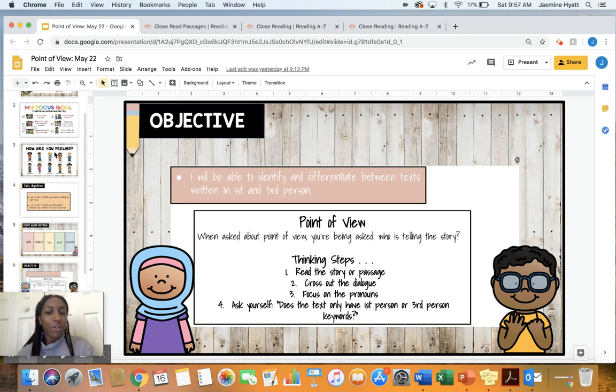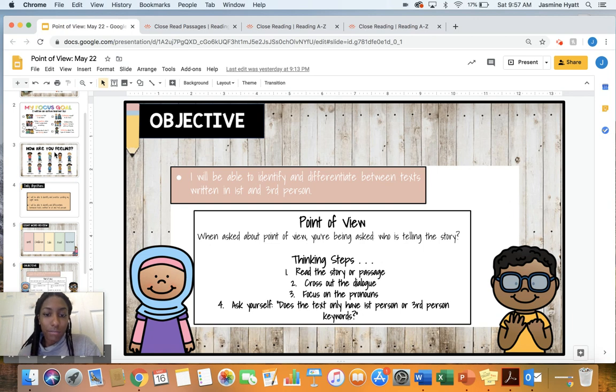So our first step is that we read our story or we read our passage. Then we can cross out or circle the dialogue. So who's doing the talking? Then you're going to focus on the pronouns, all right? So we talked about pronouns last week, I believe. Remember, pronouns are like he, her, his, I, mine, them.